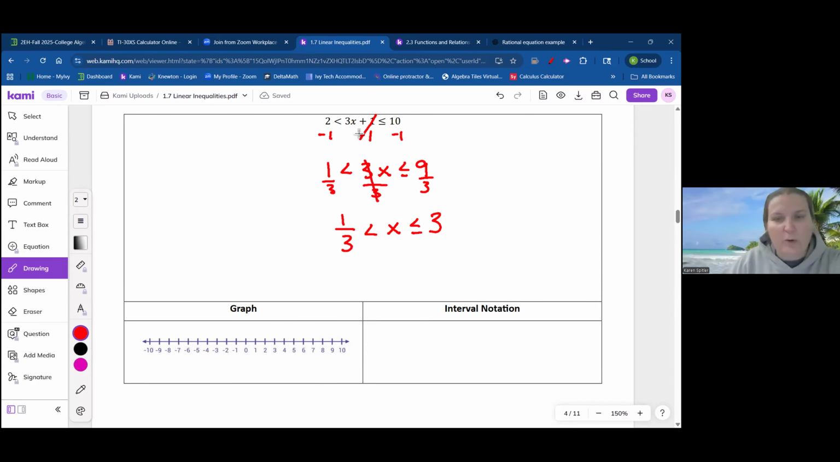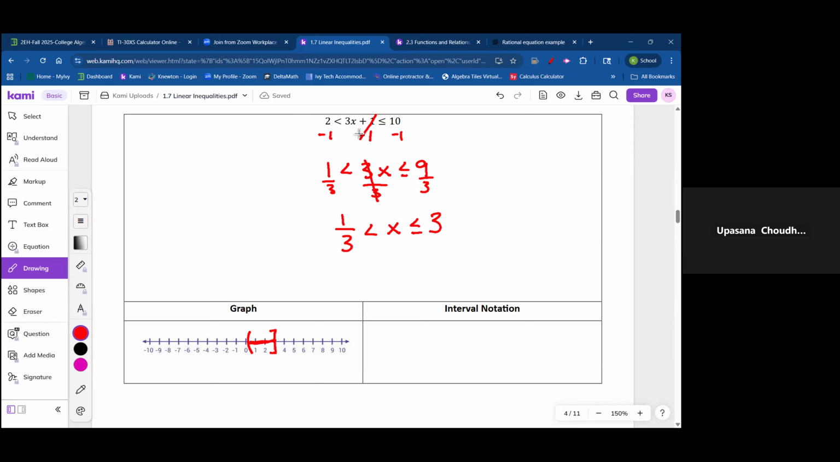So essentially we are between 1/3 and 3, parenthesis on the 1/3, a bracket on the 3. So bracket on the 3, parenthesis on the 1/3, and you just connect it because it's between, right? It's between those two values.